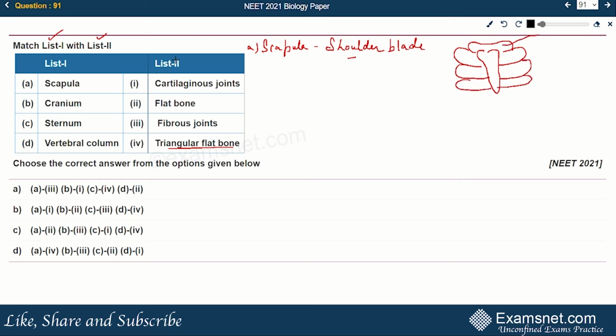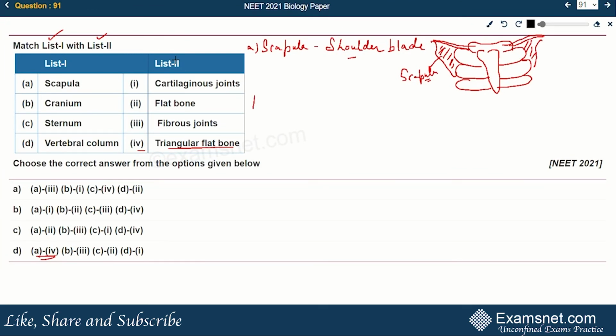So here you will have your collarbone or clavicle. Below this you will find a triangular shaped bone on the dorsal part, that means on the back portion, which is known as scapula. So where is it located? On the dorsal part of the thorax. So the correct match for A will be number 4. So option D has this. Match for A is 4 here.